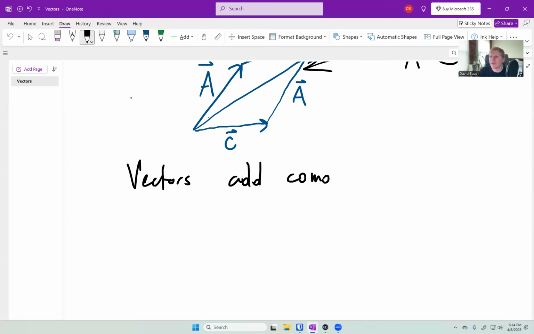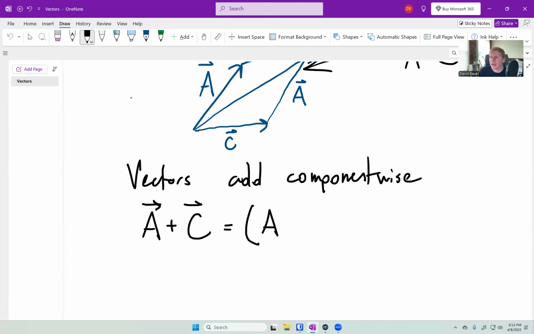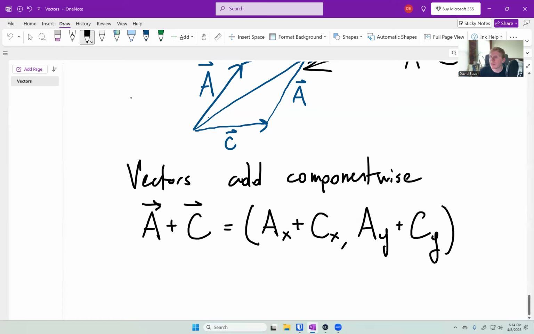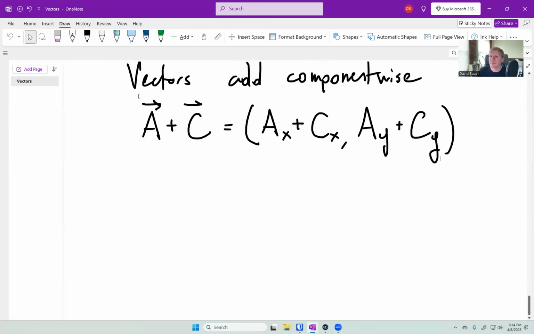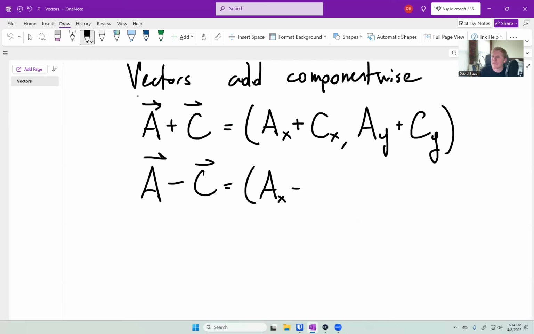What we say is that the two vectors add component-wise. And all that means is if I want to add a plus c, or whatever two vectors, then to get the x component of that final vector, I add the x components, and to get the y component of the final vector, I add the y components. And the same thing works for subtraction. If I wanted to subtract two vectors, I would subtract the components.